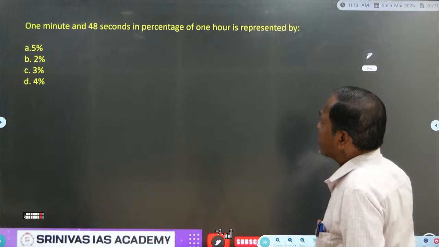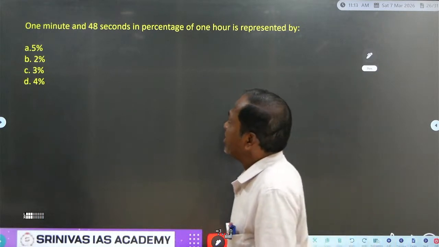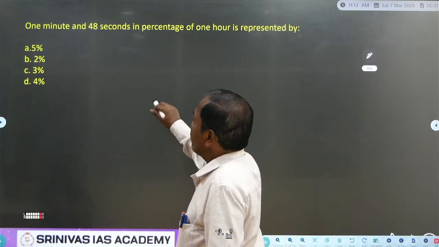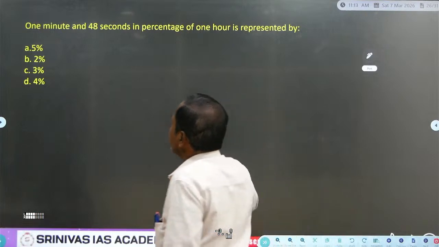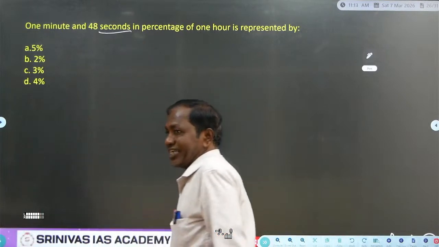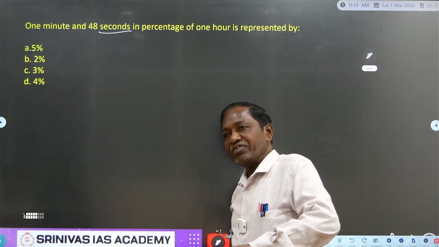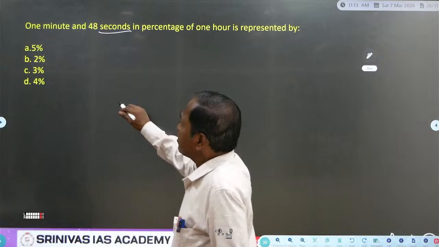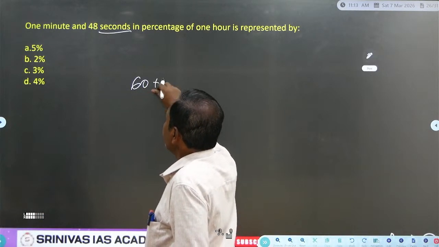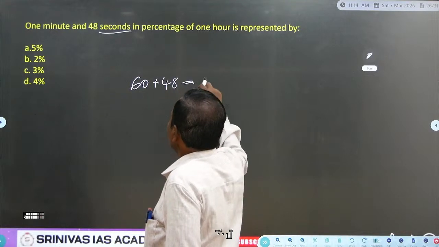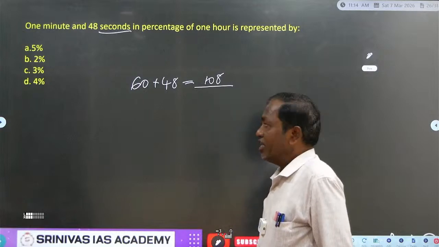1 minute and 48 seconds in percentage of 1 hour. What is the smallest part here? 48 seconds. Everything you convert to seconds. It means 1 minute 48 seconds means what? 60 plus 48, 108 seconds out of 1 hour.